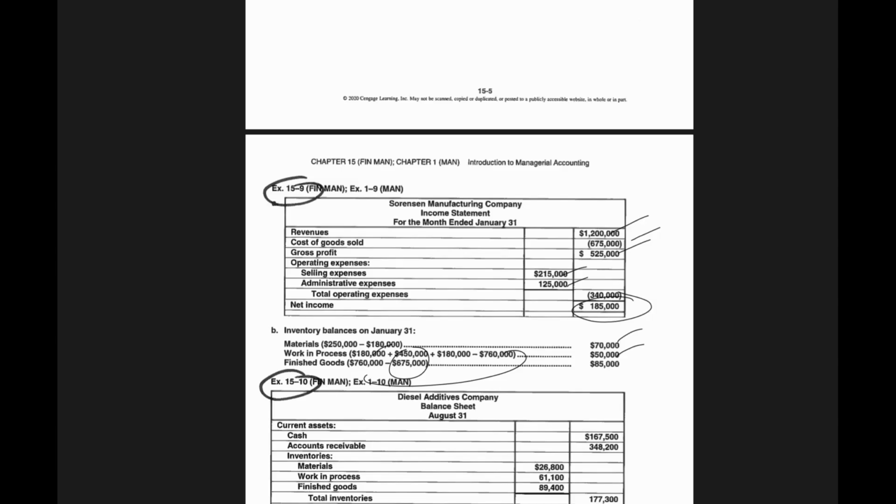Number 10. Manufacturing company balance sheet. So now what we're doing here is taking those accounts and just putting them into a classified balance sheet. And in this case, what they really want you to understand is that there are 3 categories of inventory: raw, WIP, and finished goods, so a total inventory. And then there are total current assets, so cash, AR, inventory, supplies, and prepaid insurance.